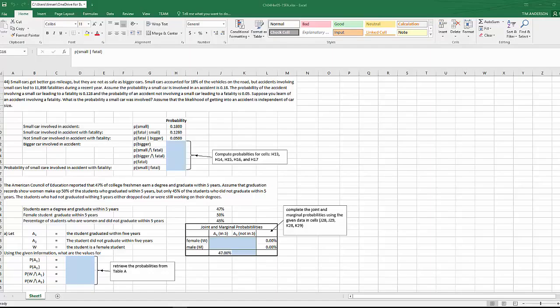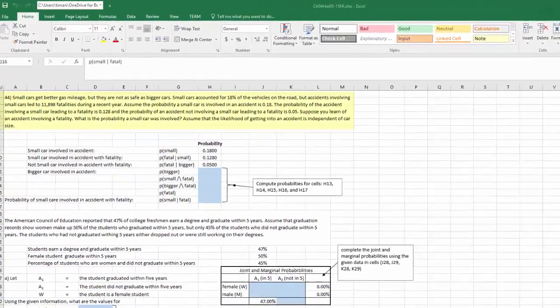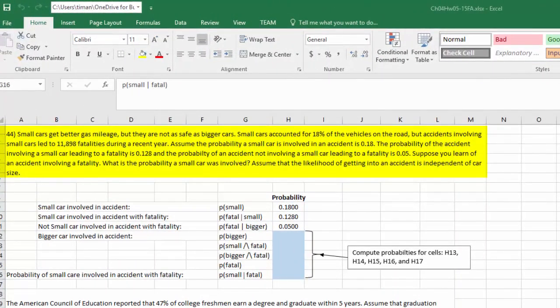Small cars get better gas mileage, but they are not as safe as bigger cars. Small cars account for about 18% of the vehicles on the road, but accidents involving small cars led to 11,898 fatalities during the recent year. Assume the probability a small car is involved in an accident is 0.18. The probability of an accident involving a small car leading to a fatality is 0.128, and the probability of an accident not involving a small car leading to a fatality is 0.05.